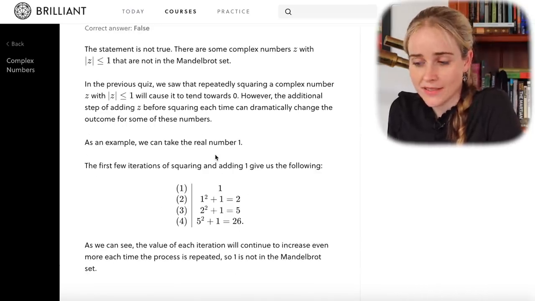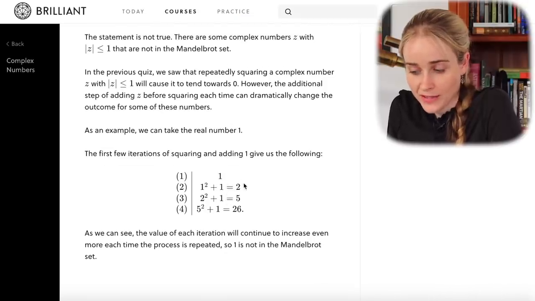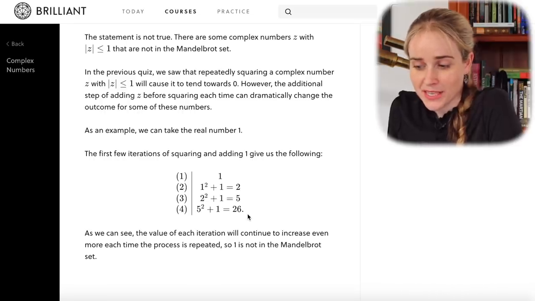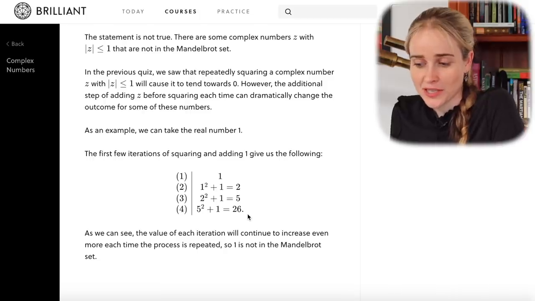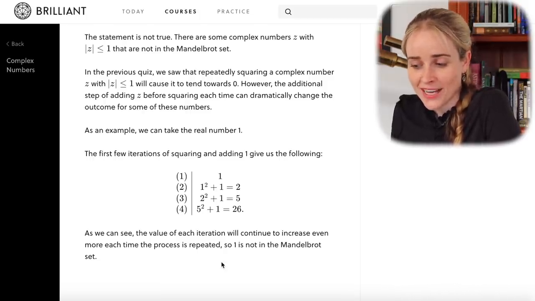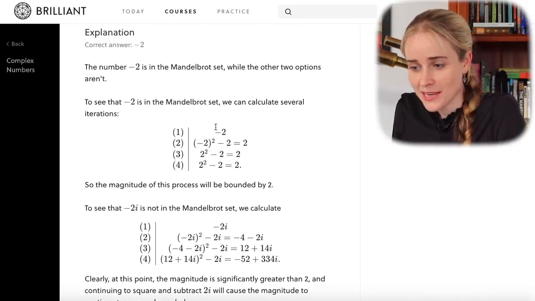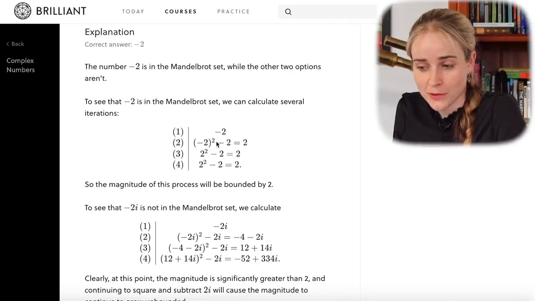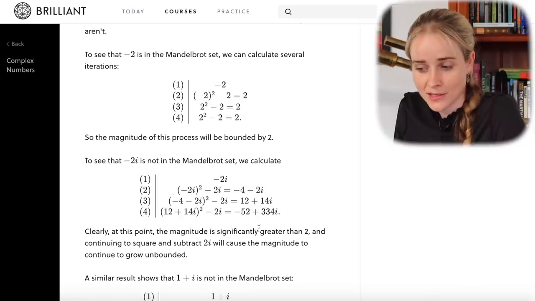Another example is the real number 1. With that, we would have 1, then 2, then 5, then 26, and because each time we're squaring that answer and adding 1 to it, we're just going to keep getting larger and larger until we get to infinity. So 1 is not in the Mandelbrot set. Another couple of examples here, we have that minus 2 is in the Mandelbrot set, whilst minus 2i is not.